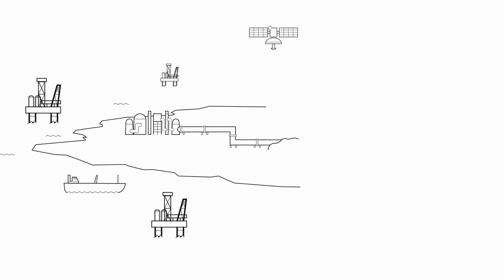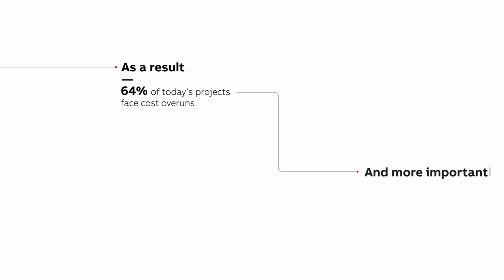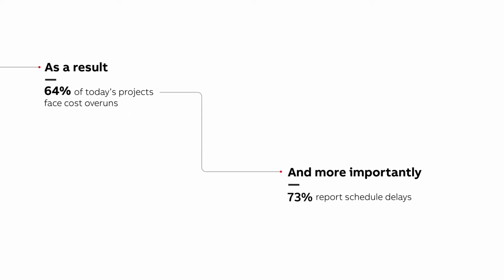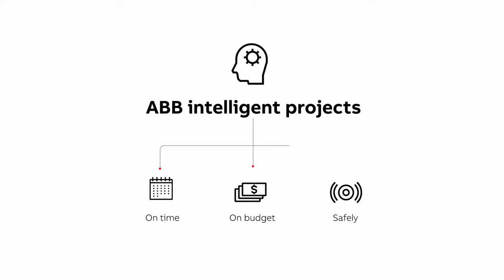Projects in the oil, gas, and chemicals industry have been completed using the same methods for decades. As a result, 64% of today's projects face cost overruns, and 73% report schedule delays. A new approach is needed. ABB Intelligent Projects, a smart way to ensure projects finish on time, to budget, and safely.